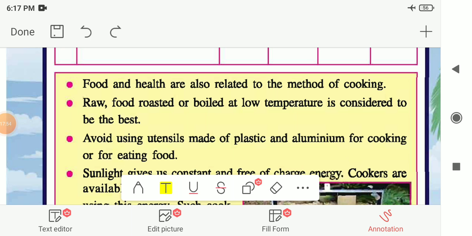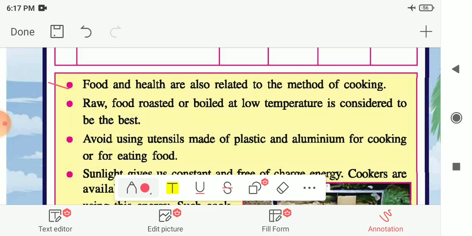Now some facts are given to you about food and health. Food and health are related directly to the method of cooking, how we are cooking the food. Raw food, then after that roasted food or food boiled at a low temperature is considered to be the best.